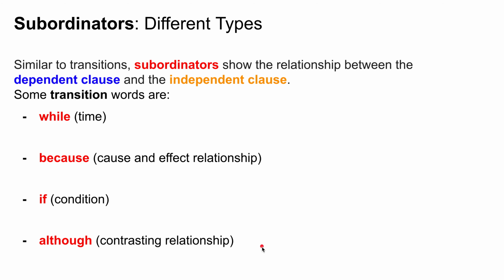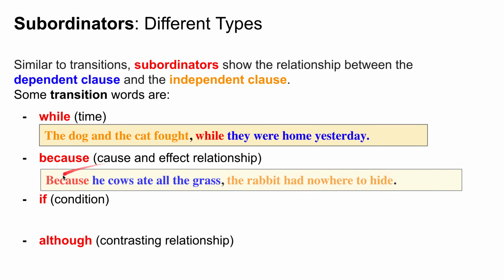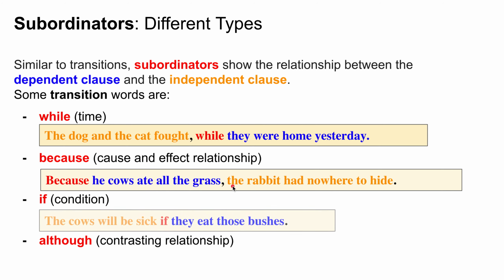Well, subordinators have a lot of meaning, similar to transitions. Subordinators show the relationship between the dependent clause and the independent clause. Some subordinators are while, which we use for time. The dog and the cat fought while they were home yesterday. We use because to show a cause and effect relationship. Because his cows ate all the grass, the rabbit had nowhere to hide. It's cause and effect.